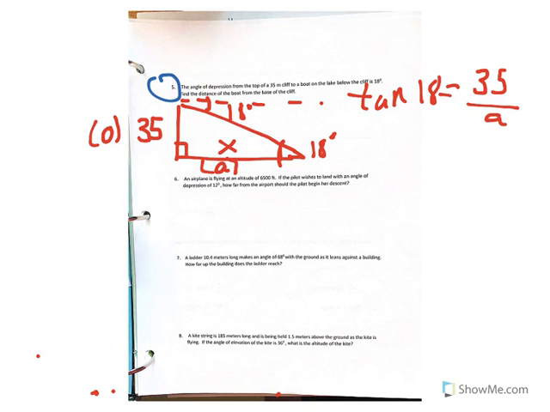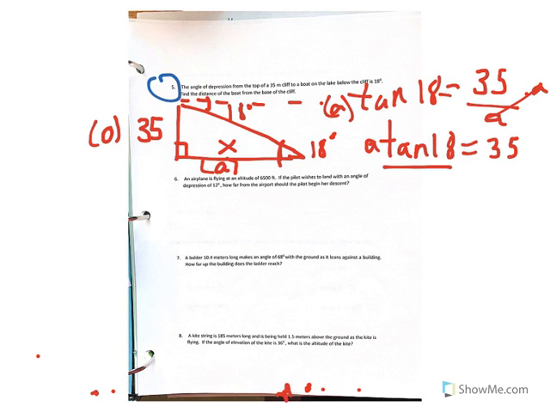So to find the adjacent, multiply both sides by a, get rid of the a here. We know that a times the tangent of 18 equals 35. Okay, so to solve for a, divide both sides by tangent of 18.